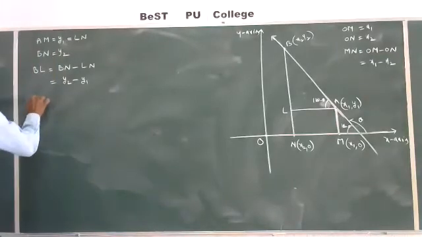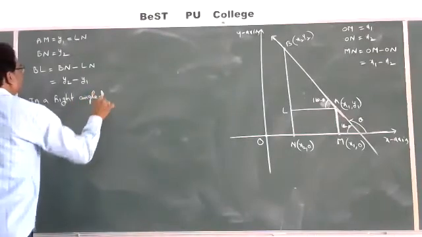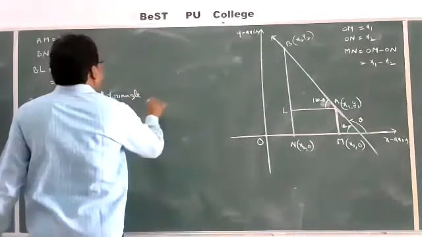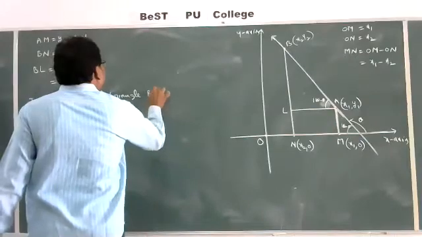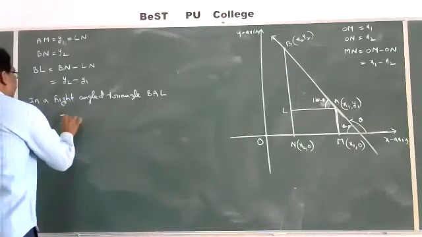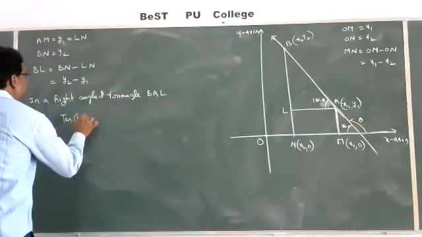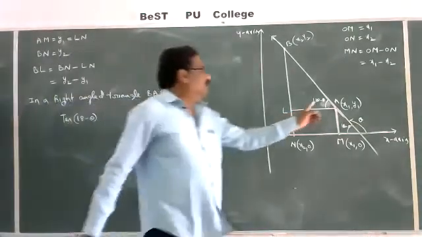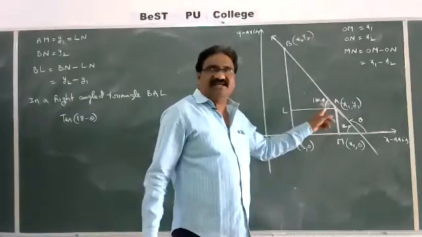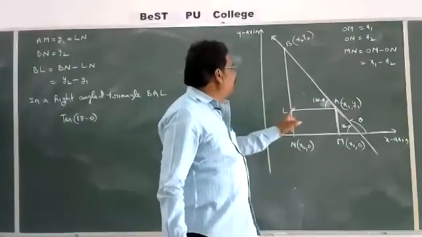Again, in a right angled triangle BAL, what is here? 180 minus theta. Tan of 180 minus theta. In the previous figure, theta is there, that's why you were taking tan theta. Here 180 minus theta is there. You are taking tan of 180 minus theta is equal to opposite side by adjacent side.